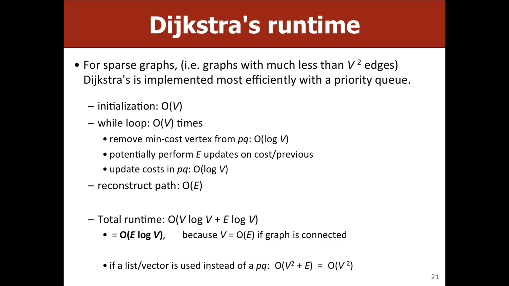Where is the E log V step in there? It has to do with every time you're at a current node, you're looking at all the edges of that node, right? And so for every edge, you end up looking at the priority queue, and you might have to change the priorities, like every time you look at an edge. And changing a priority is a log V operation because your priority queue has size V.